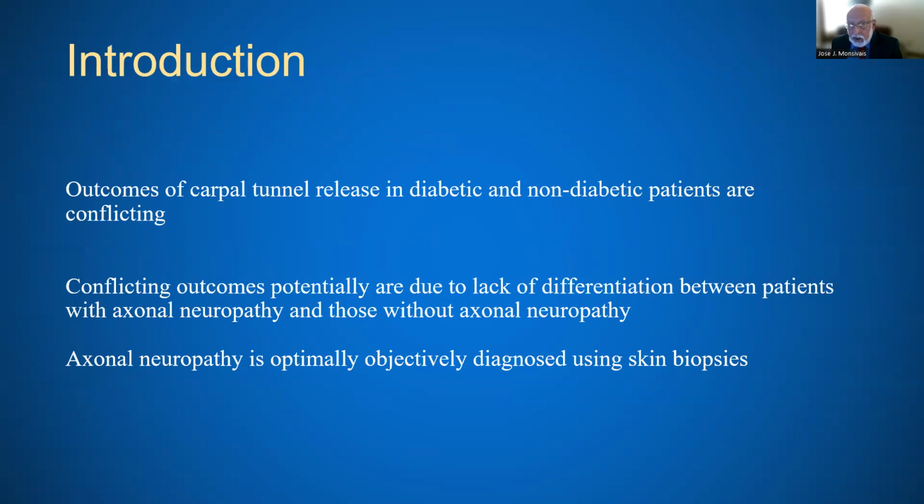Outcomes of carpal tunnel release in diabetic and non-diabetic populations are conflicting and have been the source of multiple controversies, to the point that some researchers recommended not to perform carpal tunnel syndrome release in diabetics. Conflicting outcomes are potentially due to the lack of differentiation between patients with neuropathy and those without axonal neuropathy.